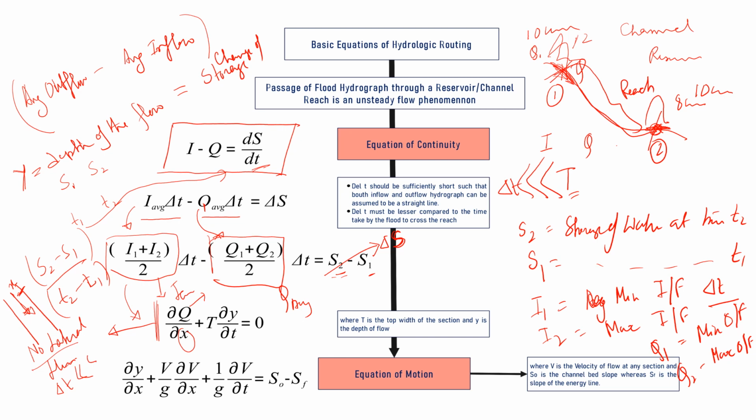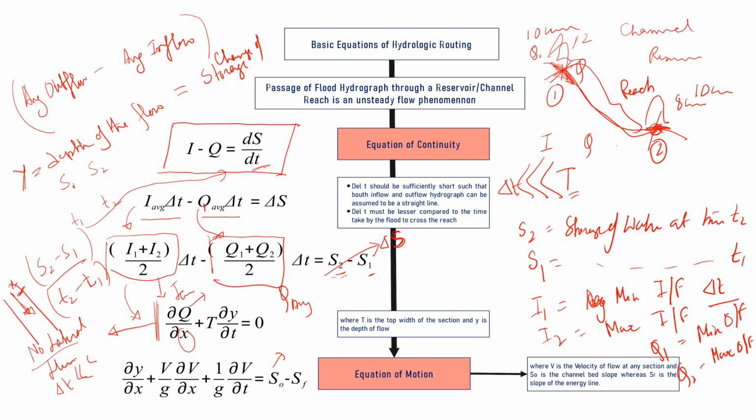So here velocity is considered with respect to the direction as well as the time, and it is multiplied with v by g. g is the acceleration due to gravity, and also 1 by g, and it was added with the change in depth in the direction of flow, that is x. So if that is the case, then this S0, what is S0? That is a very natural question. S0 is the channel bed slope.